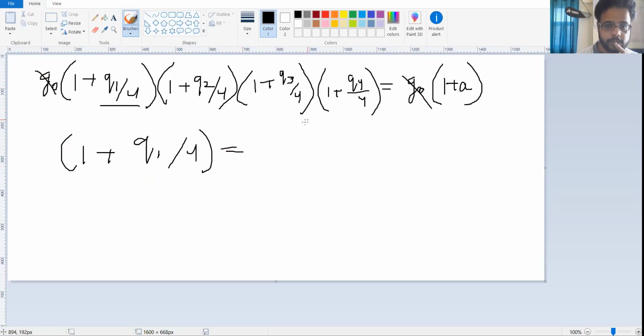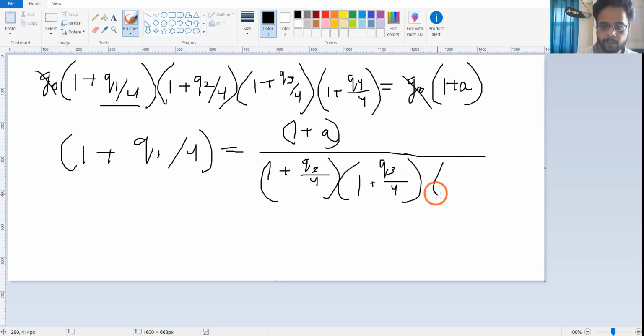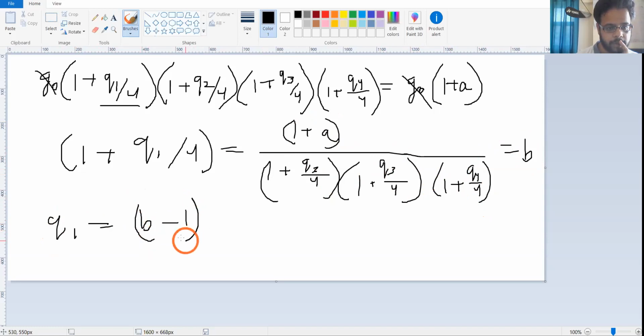My handwriting is a little poor here. 1 plus A whole, divided by 1 plus Q2 by 4, 1 plus Q3 by 4, 1 plus Q4 by 4. So this is what we get. And so Q1 is equal to this entire behemoth, let's call it B. So B minus 1, multiplied by 4.